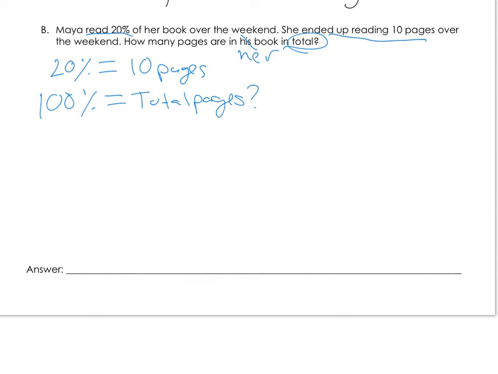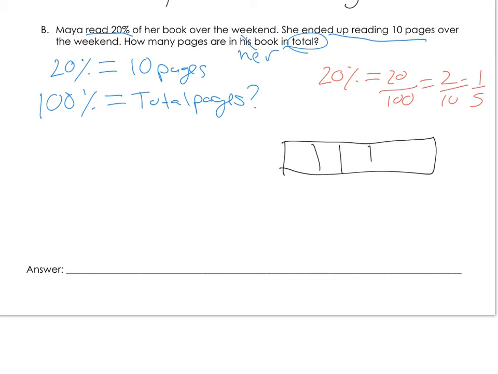Let's start off with 20%. What is 20% as a fraction? 20% is the same as 20 over 100. Can be simplified to 2/10, which can be simplified to 1 over 5, or 1/5. So let's make our bar model. We know there are 1, 2, 3, 4, 5 pieces because of the denominator. We're going to shade in just one of these pieces because of the 1 in the numerator.